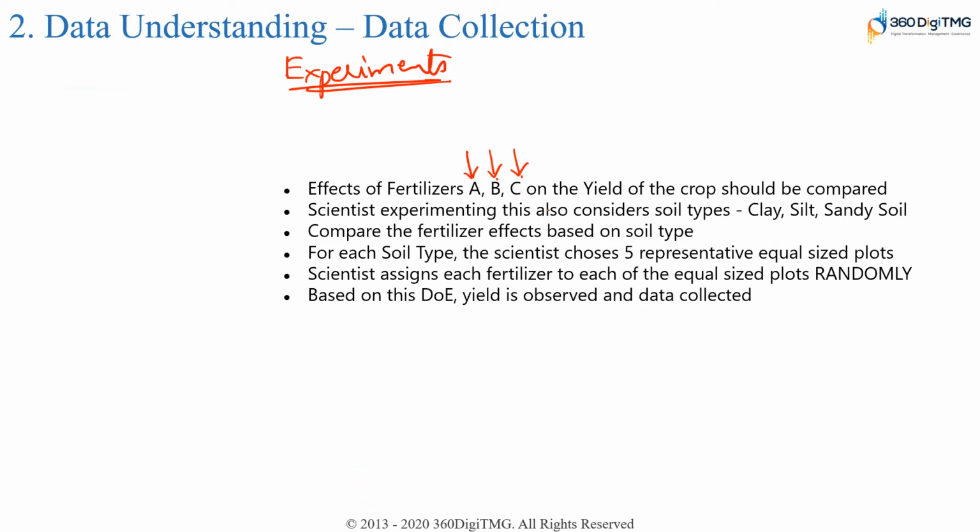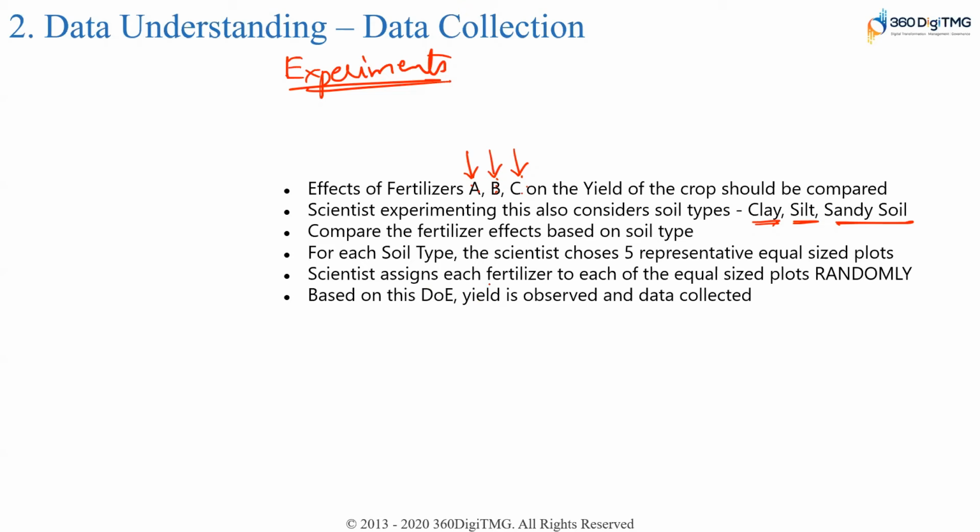Scientists experimenting on this also consider soil types: clay soil, silt, sandy soil. Now, clay soil, fertilizer A, B, C on that. Silt soil, fertilizer A, B, C on that. Sandy soil, fertilizer A, B, C on that. Now you compare the fertilizer effects based on soil type. Very tough, right? And for each soil type, the scientist chooses 5 representative equal-sized plots. So 5 different plots, all these soil types, all these fertilizers. Oh my God, right? Very tough, right?